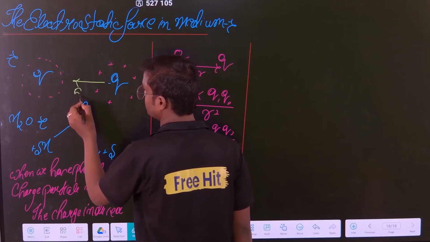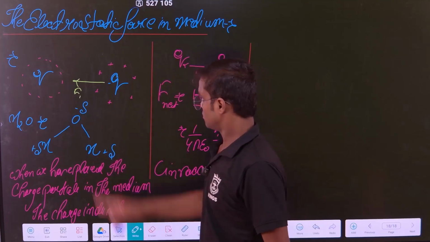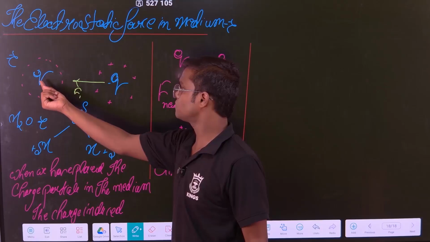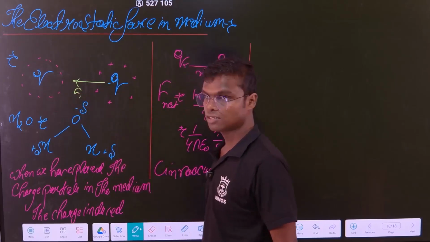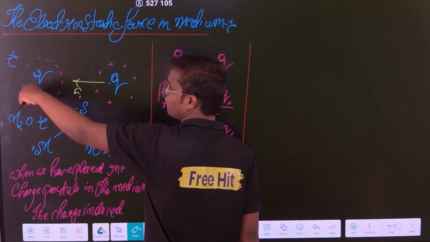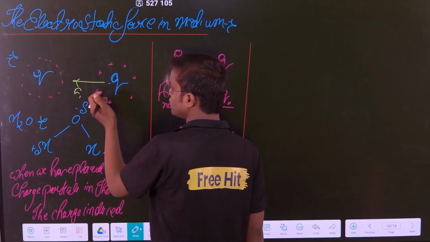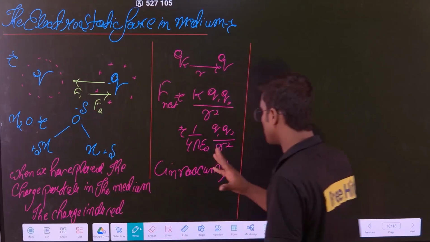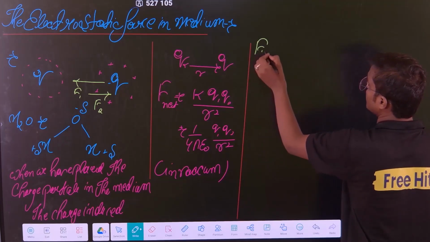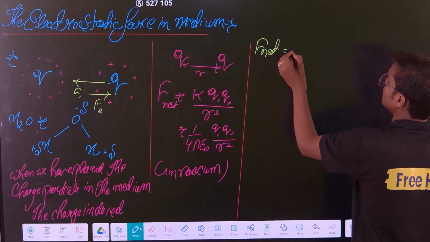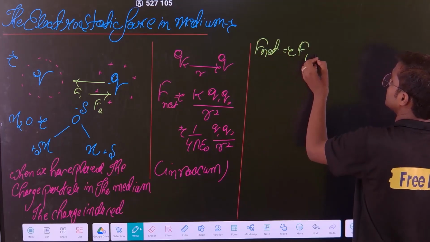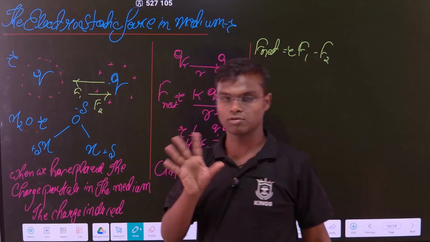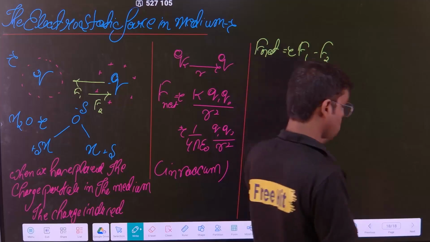This is F1. This positive charge tries to attract this negative charge, and this negative sheet which is formed due to the induction will try to repel it with force F2. So what is my F net? My F net will be nothing but F1 minus F2. I don't know which one is greater and which one is smaller. I am just writing this will be F1 minus F2.